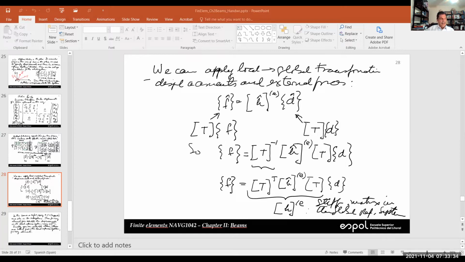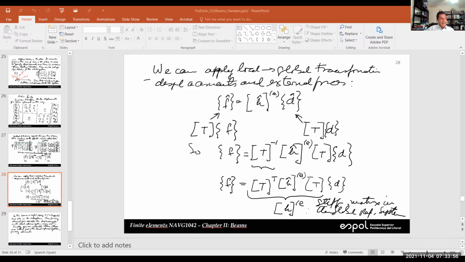This transformation has a very special property, which is that the transpose is equal to the inverse, okay? Maybe you remember from your high school years that calculating an inverse is a very long process. So it's much simpler to calculate the transpose, okay?